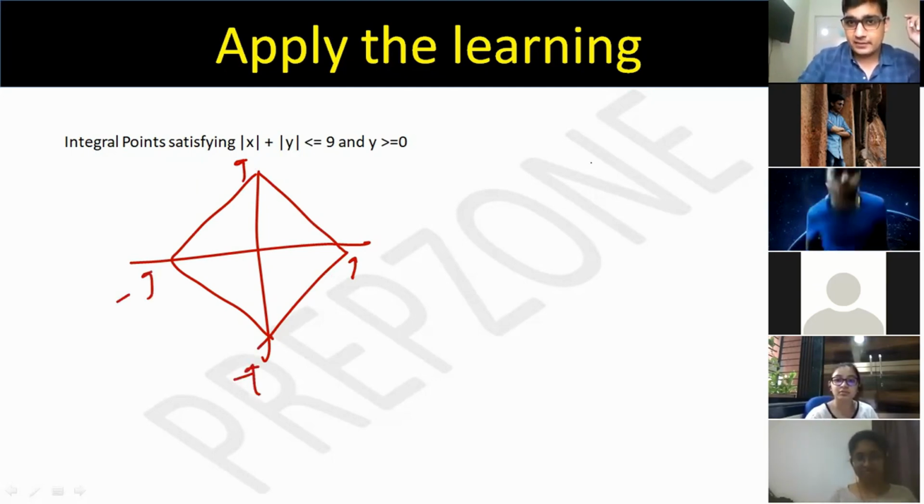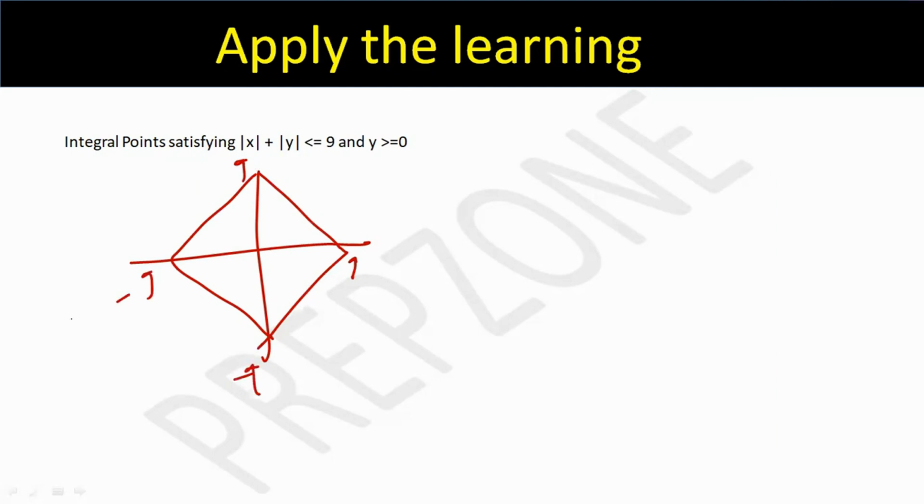And then the question says integral points satisfying this and greater than or equal to 0, which means you only have to take the values above this and below this. So you just have to calculate all the integral values in this triangle. So you start with y equals 0. If y is 0, from -9 to +9, how many values are there? 19 values are there, right?